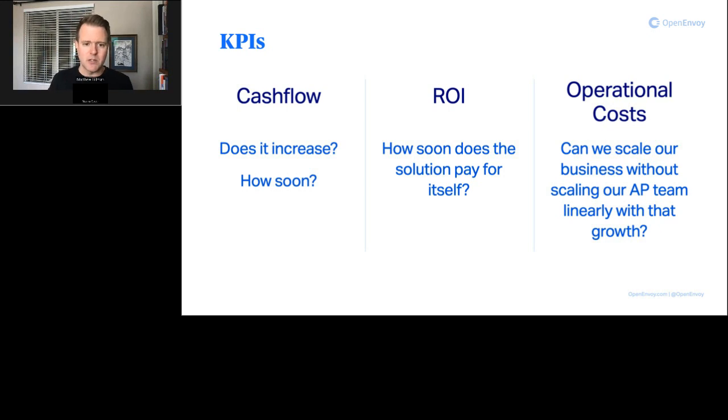Your cash flow return should be immediate. These solutions need to be preventative, not reactive. If you're waiting on a reimbursement check from a vendor, that means you've already overpaid. That means you've failed to service your cash flows correctly. So it needs to be preventative.